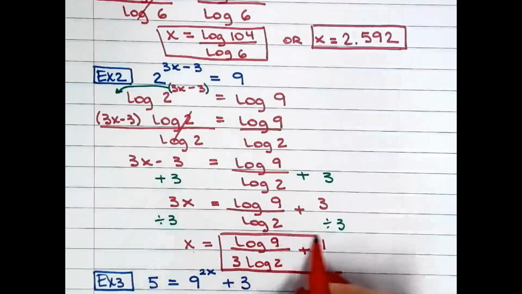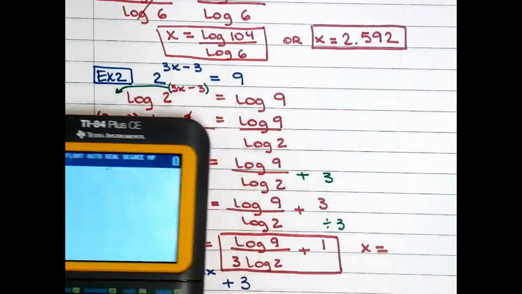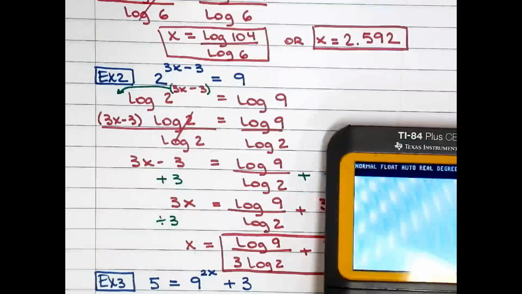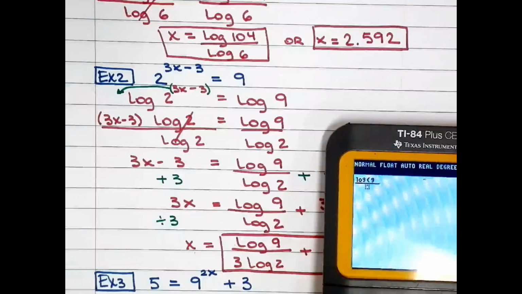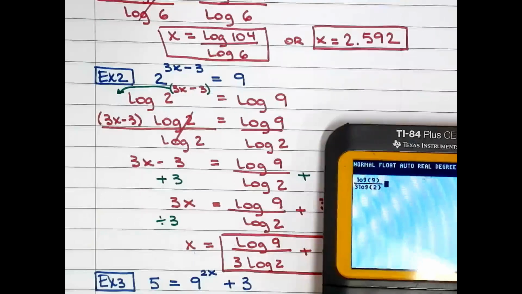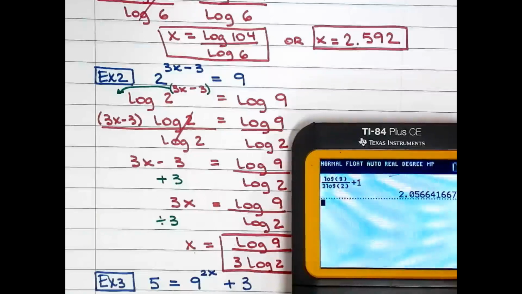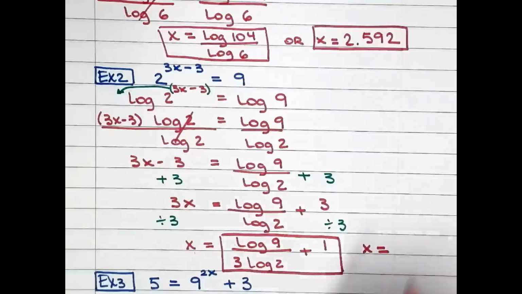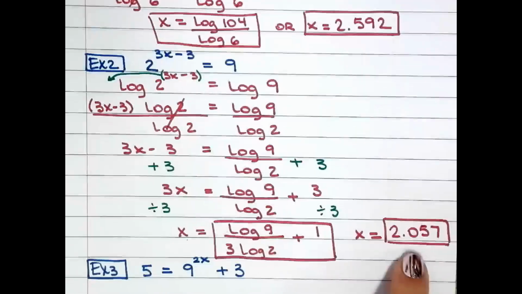Now you're going to leave your answer like this if you're not rounding, but if you are rounding, you have to punch this in the calculator. So log of 9 over 3 log of 2 plus 1. So let's use 3 decimal places here. So 2.057. This one we're rounding. This one is the exact answer.